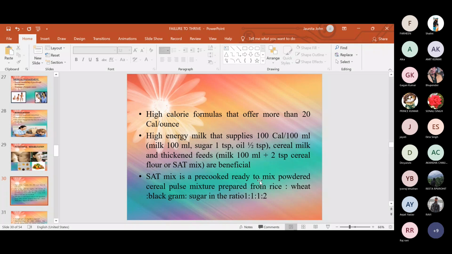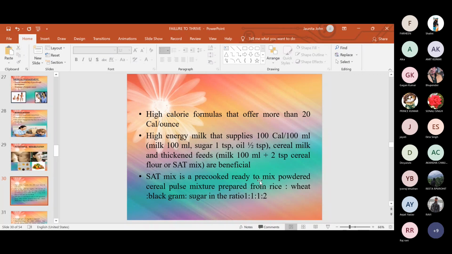Next will be high energy milk. They are to be given. These are all nutritional rehabilitation, what has to be given to the babies. So high energy milk supplies 100 calories per 100 ml. That will be milk 100 ml, sugar 1 teaspoon, oil half a teaspoon. Whatever they are including in the particular baby's diet should include milk. If they are including it, that should be 100 ml, sugar 1 teaspoon, oil half a teaspoon.